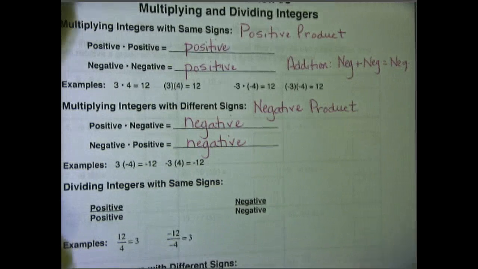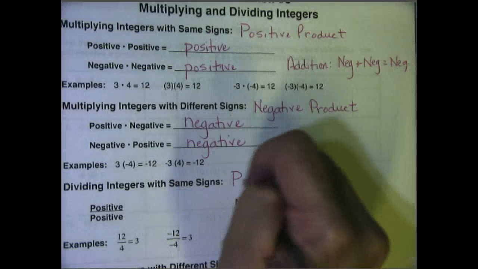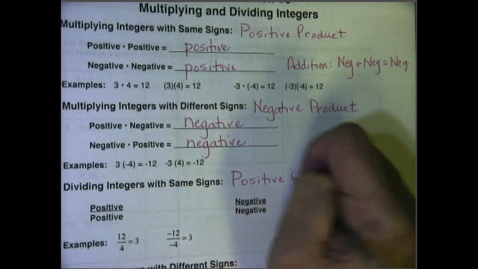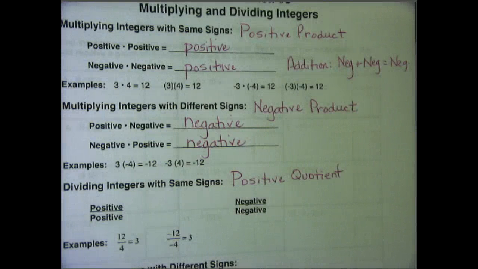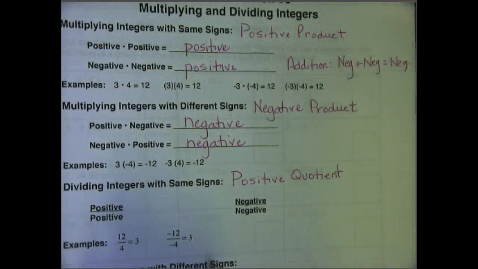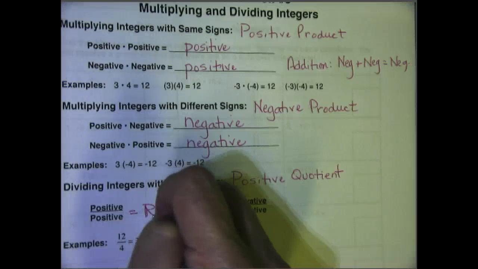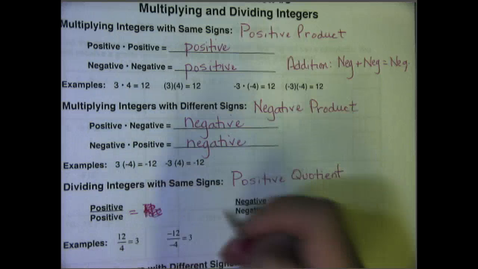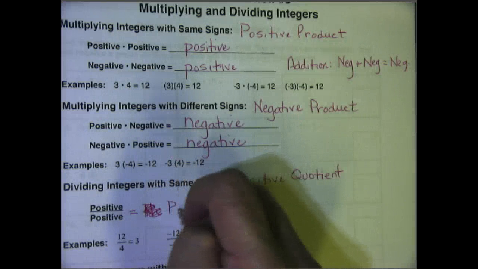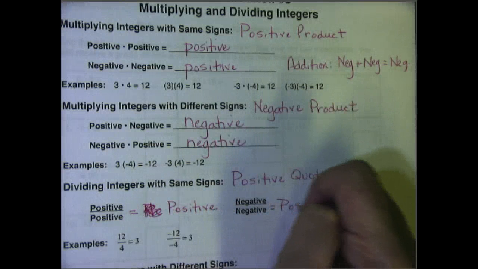The rules for dividing integers are the same. When you divide integers with the same signs, you get a positive quotient. Remember, quotient is the name for the answer to a division problem, the same as product is the name for the answer to a multiplication problem. So a positive divided by a positive equals a positive, and a negative divided by a negative equals a positive.